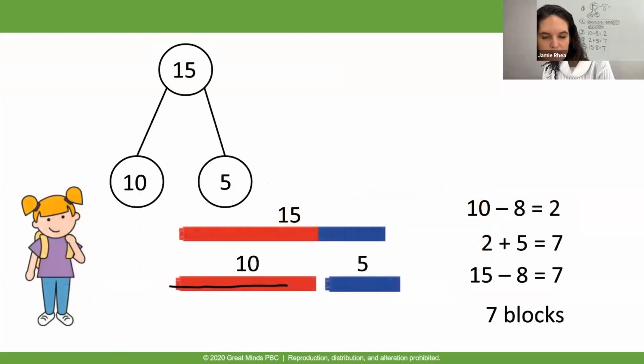When I look at Maria's work, I've noticed that she used the take from 10 strategy. She broke apart 15 into 10 and 5. I'm thinking that she probably realized that it would be simpler to take 8 from 10 rather than taking 8 from 5. So she did 10 minus 8 and it equaled 2. She counted what was left. So she knew 2 plus 5 equals 7, which meant that 15 minus 8 equaled 7. Maria's answer was 7 blocks.